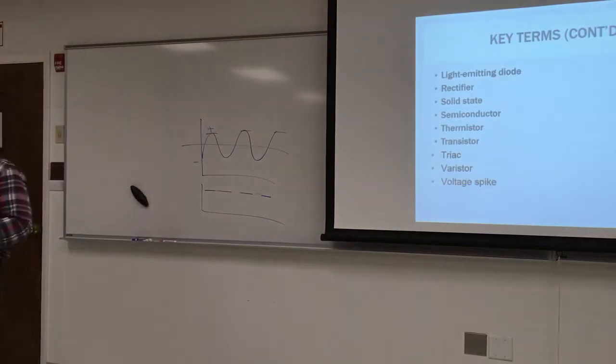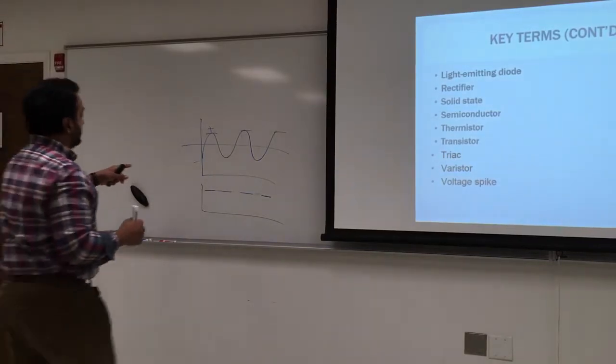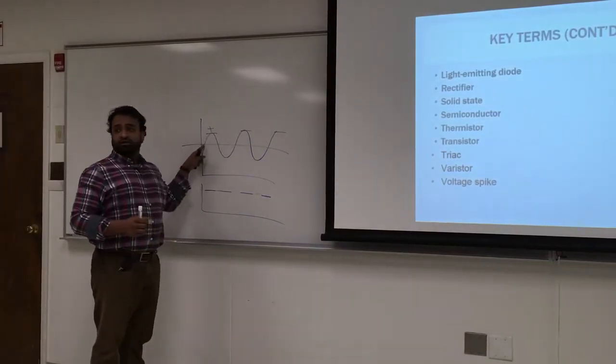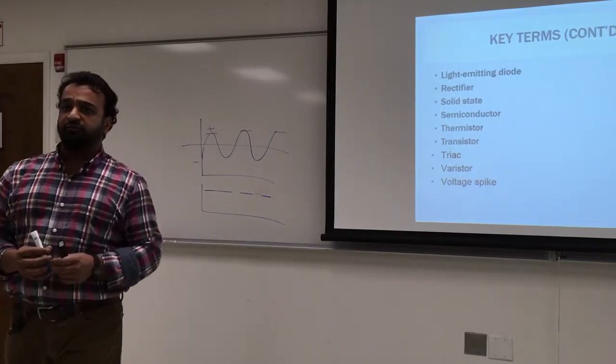What is that number for that again? It's like 0.707? With the peak voltage. The effective voltage is the peak voltage, which is the top over here, multiplied by the sine of 45, which is 0.707. So this is how a rectifier functions.